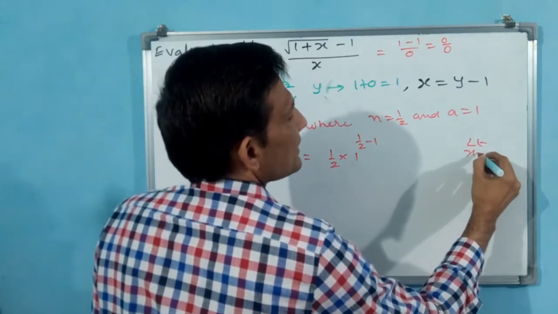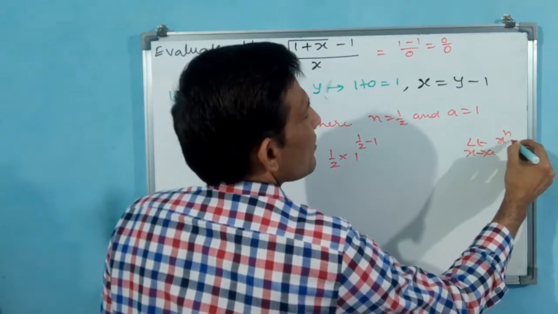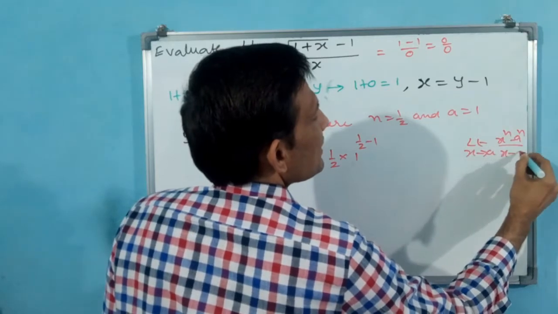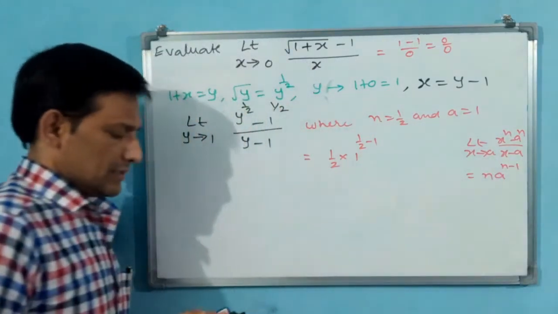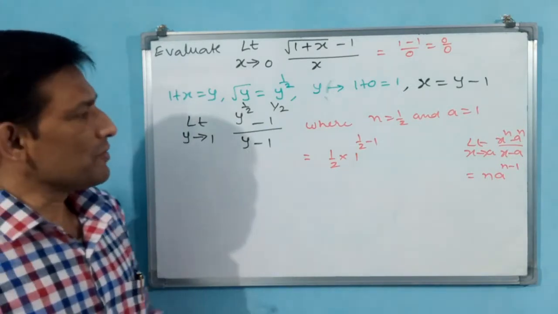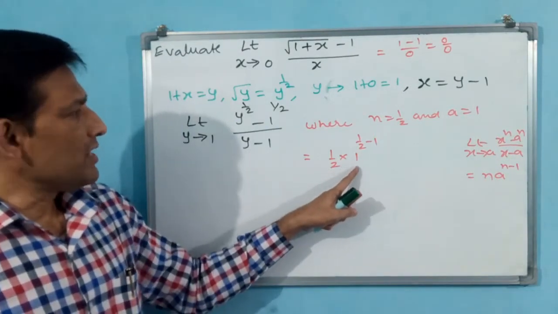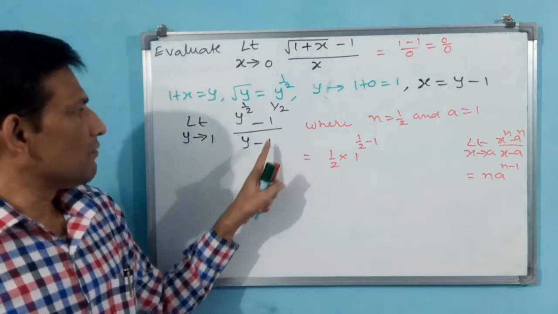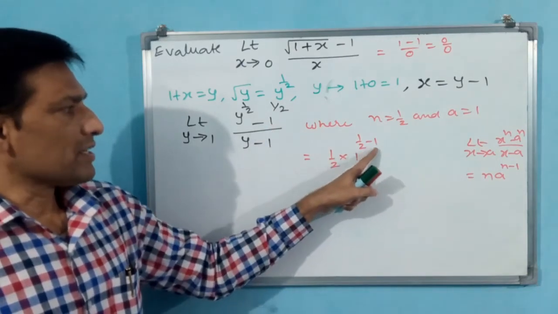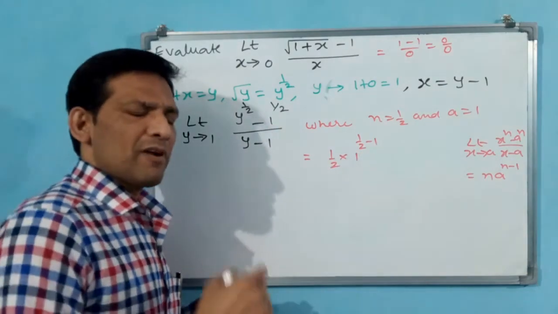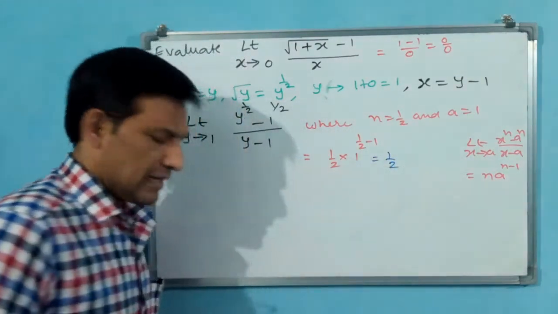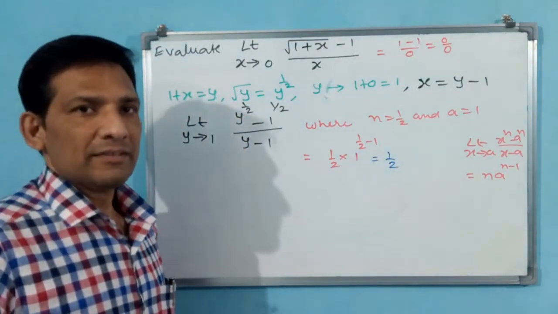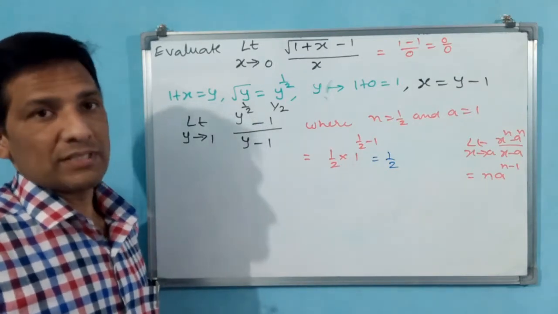Limit x tends to a, (x to the power of n minus a to the power of n) by (x minus a) is equal to n into a to the power n minus 1. Here n is 1 by 2, a is 1, so n minus 1 is 1 by 2 minus 1. See, 1 to the power of 1 by 2 minus 1 is 1 only. Automatically, this is going to become 1 by 2. That's all. Understand now? Like this, you have to do such questions.